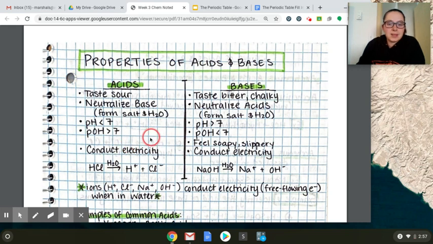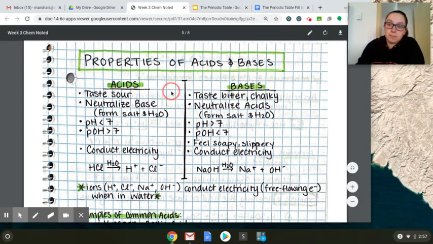Another cool thing about acids is that they conduct electricity. And they do that because when an acid, like hydrochloric acid here, is dissolved in water, that's what this symbol means, it'll form H plus and Cl minus. Well, the ions conduct electricity. Electricity is essentially free-flowing electrons when in water. So if you dissolve an acid in water, you stick a light bulb in it, the light bulb will turn on. True story.